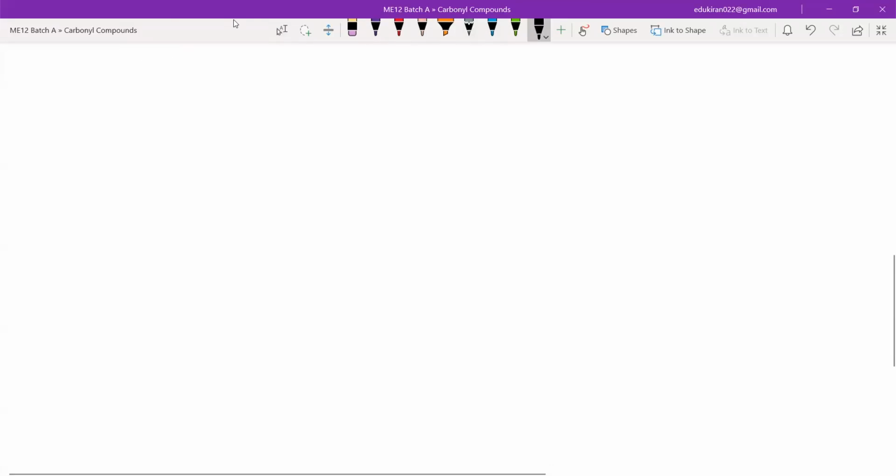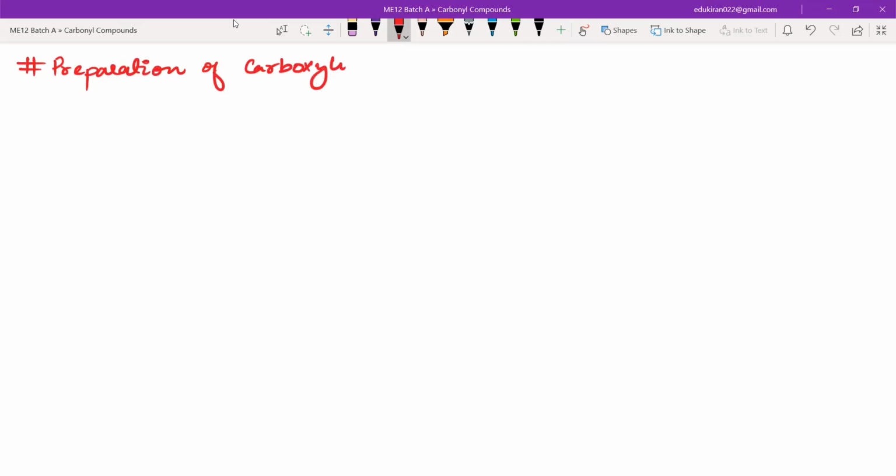Preparation of carboxylic acid. So what you will see here now is that none of the reactions are new. We have already done the preparation of carboxylic acid while we were doing the reactions, and we will see the chemical properties of alcohols and aldehydes also, right? First of all is the oxidation of alcohols.